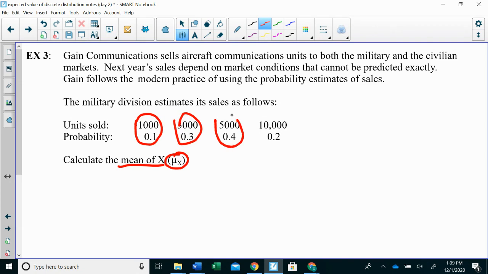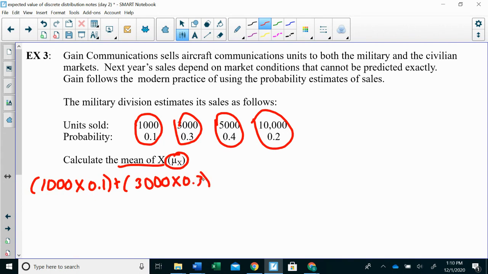My arithmetic on this one is going to be much faster. We're going to multiply each of these pairs together and then add them all up. So 1,000 times 0.1, plus 3,000 times 0.3, plus 5,000 times 0.4, and then lastly plus 10,000 times 0.2. The probability distribution table gives us the probability of each of these individual events occurring. If we multiply those pairs together and then add all of that up, it gives us the expected value for that whole problem. If we carefully multiply all this out and add it together, we should end up with the number 5,000.